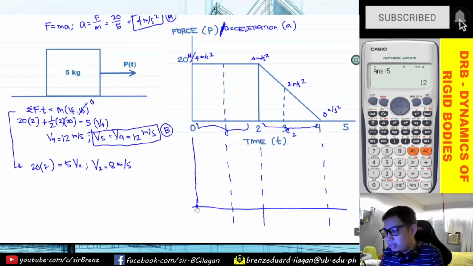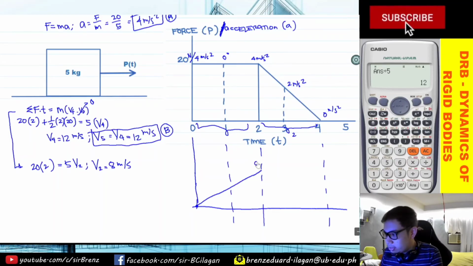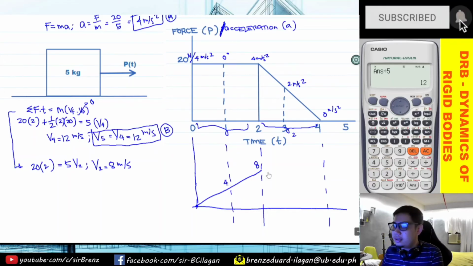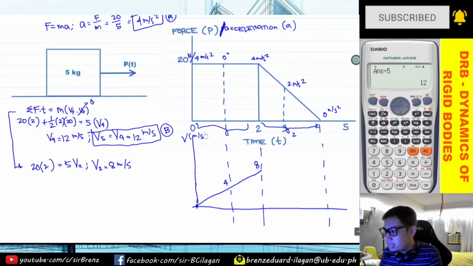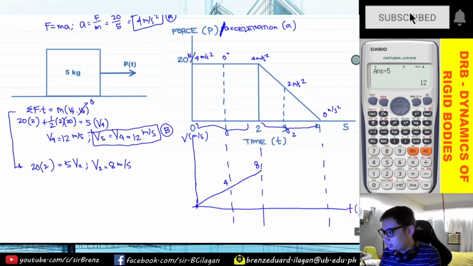So, coming from 0, since this is a 0-degree curve, magiging first degree curve siya. Okay? So, this is 8. So, malamang, etong velocity niya dito is 4 meter per second. So, again, this is for the velocity, which is in meter per second. So, balik tayo sa previous topic natin, and the x will be the time, that is in seconds.